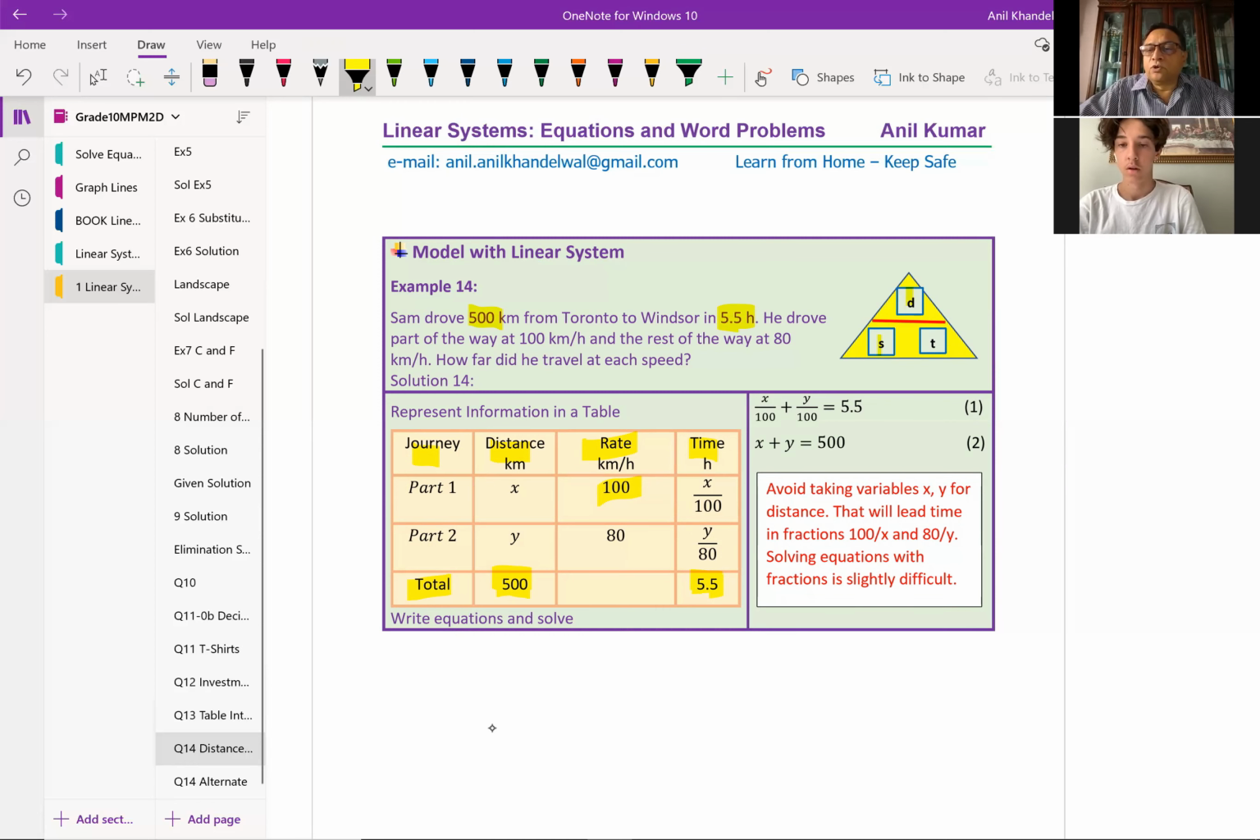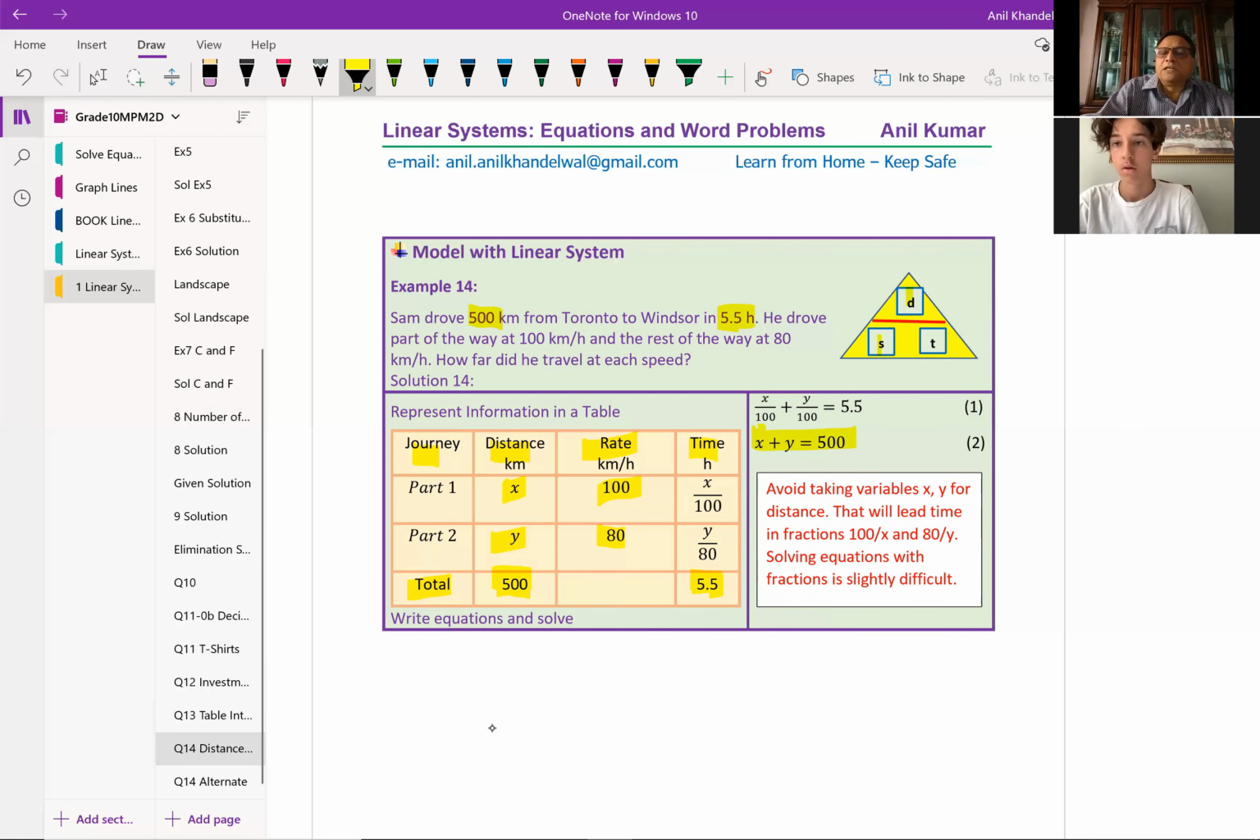And now what we don't know are the variables, correct? You don't know what distance was traveled in part one. We wrote the variable as x. In part two, y. And clearly the equation is x plus y is 500. You get your equation. Do you see that? Now, we know the speed in part one is 100 and part two is 80 kilometers per hour.